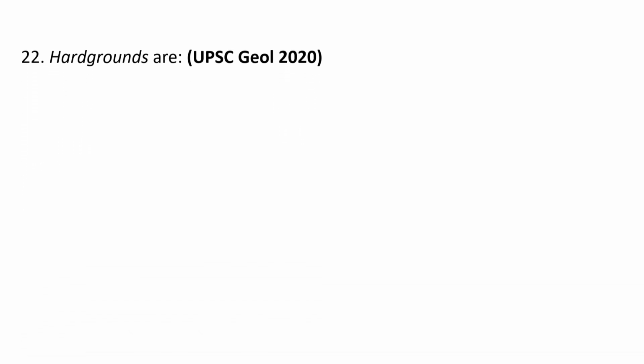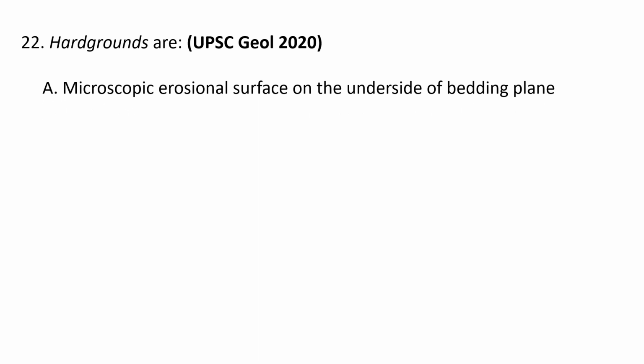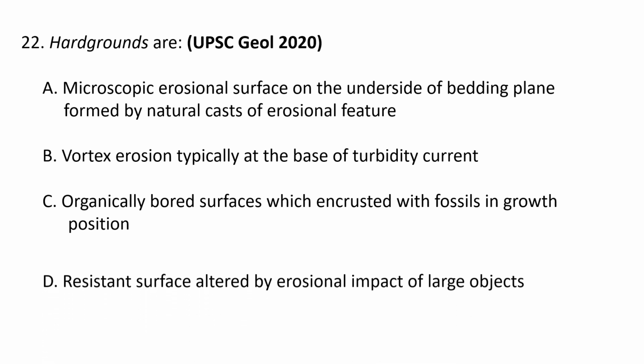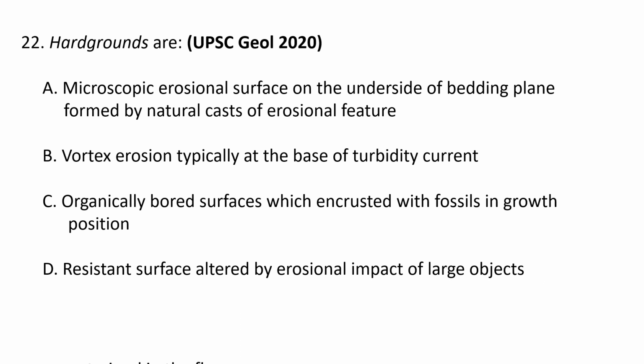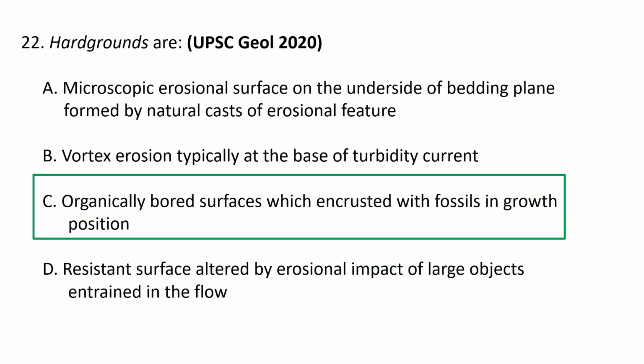22nd question. Hard grounds are. Choices are A. Microscopic erosional surface on the underside of the bedding plane, which is formed by the natural casts of erosional features, and B. Vortex erosion typically at the base of turbidity current, and C. Organically bored surfaces which are encrusted with the fossils in growth position, and D. Resistant surface which is altered by erosional impact of large objects entrained in the flow. The correct answer is C. Organically bored surfaces which are encrusted with fossils in growth position are known as hard grounds.